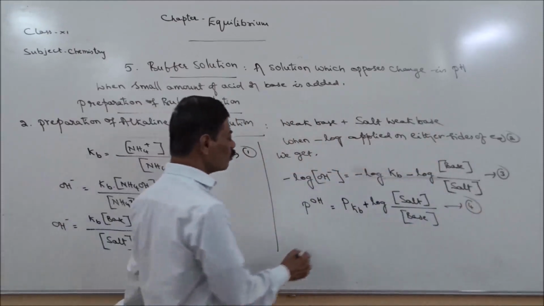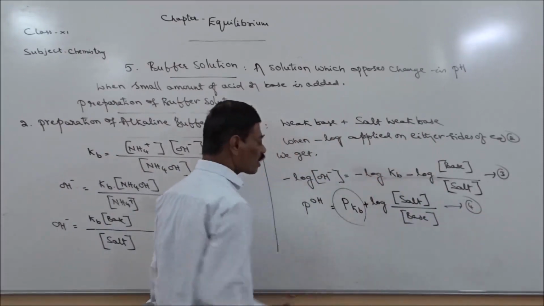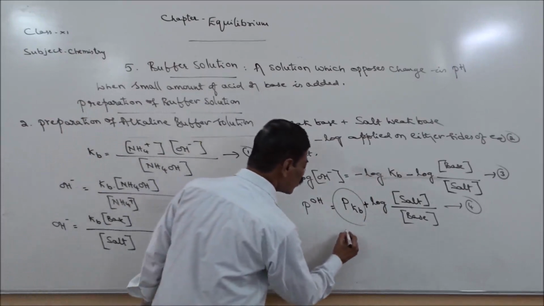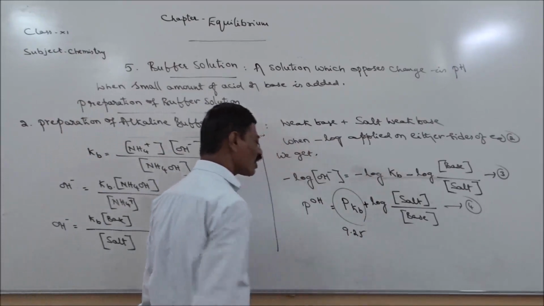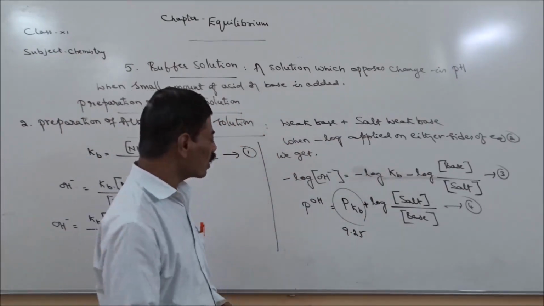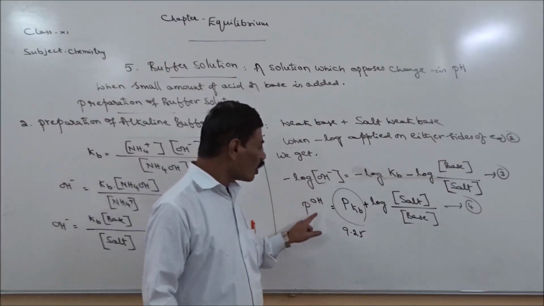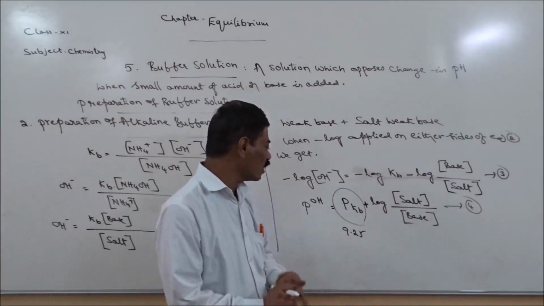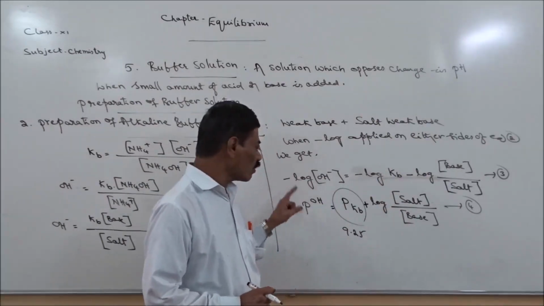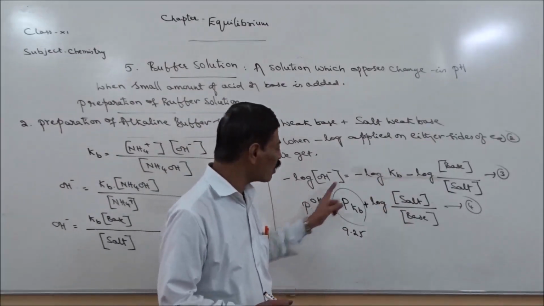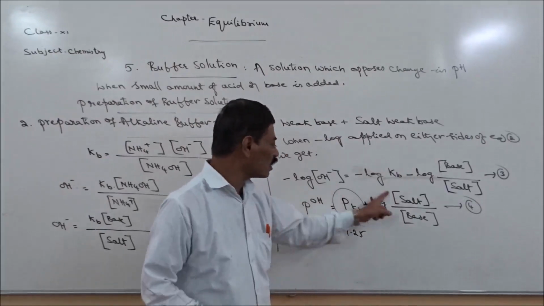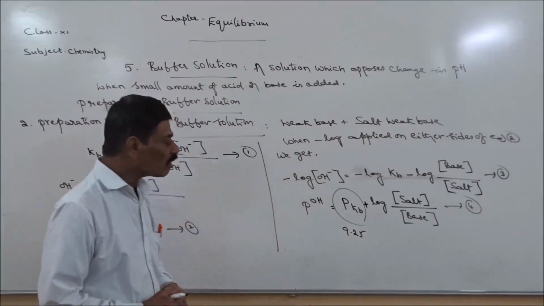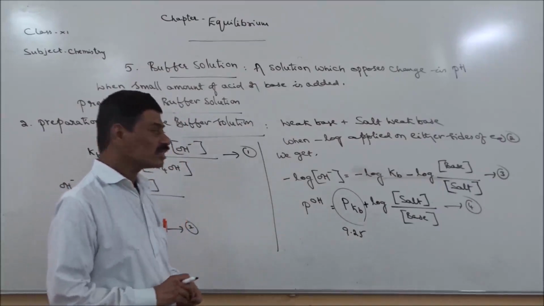And the pKb value in the case of most alkaline buffer solutions is equal to 9.25. If we want, we can substitute it in place of pKb. Then pOH, molar concentration of salt, and molar concentration of base are the three variables. We can see clearly in equation number 4. Out of these three variables, if we know any two variables, the third unknown one can be calculated.